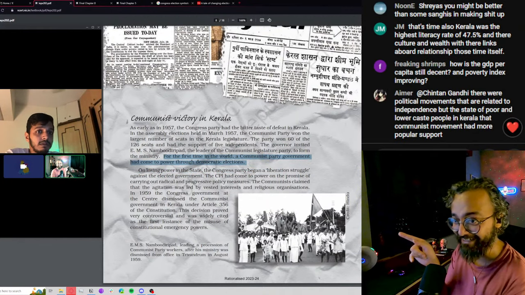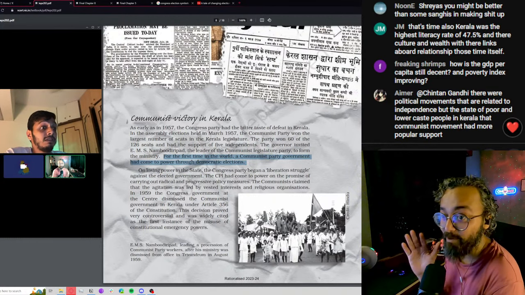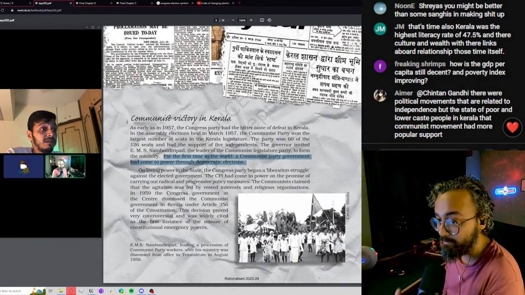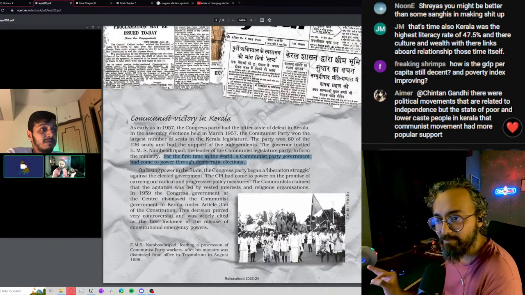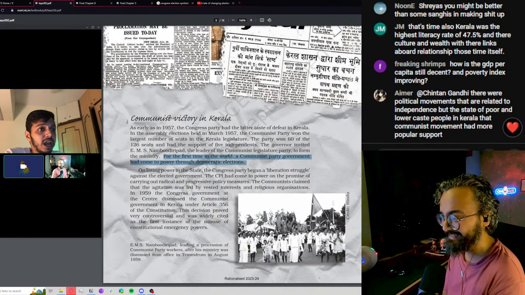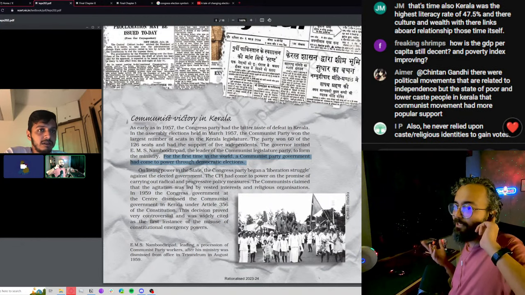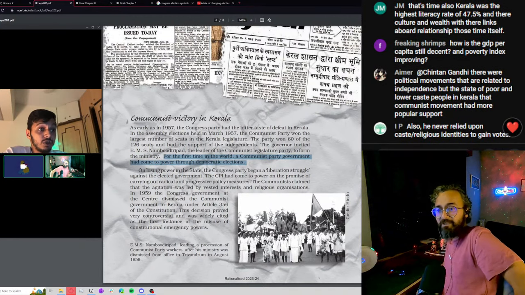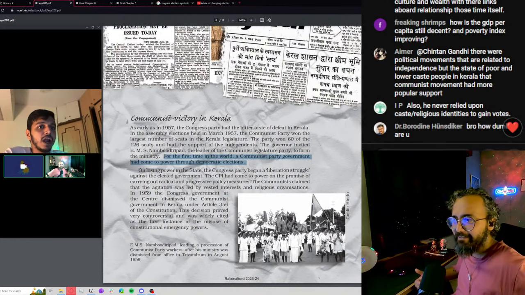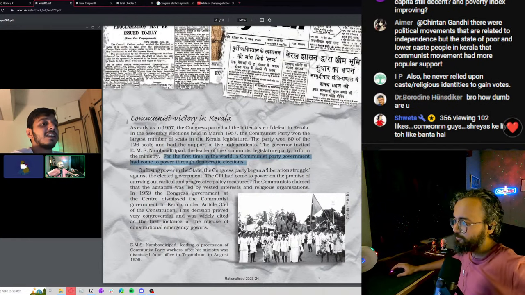This is insane. I did not know this. First time in the world, a Communist Party had come to power through a democratic election. And this is also important because communism is all about the revolution. Usually when the Communist Party came to power, it was through a revolution. This was through an election. Yeah, Kerala is hardcore, man. Gotta give it to Kerala. Seriously, it is hardcore. That's true.